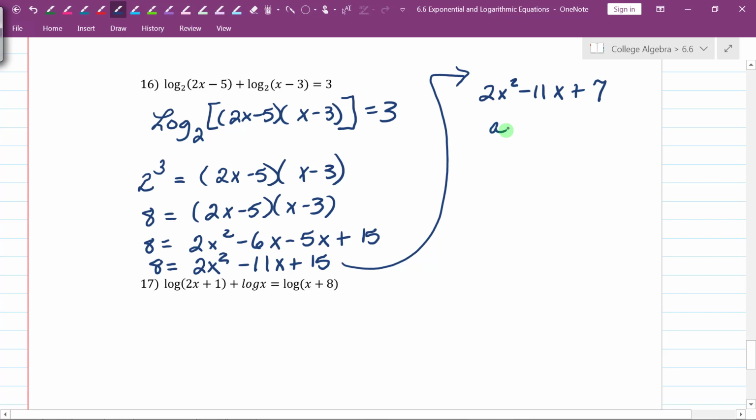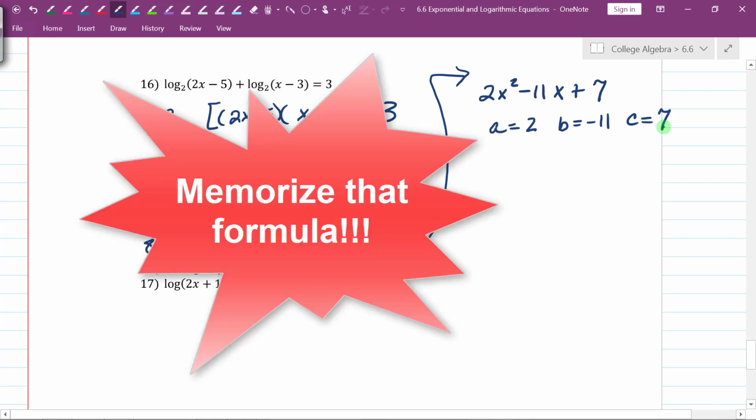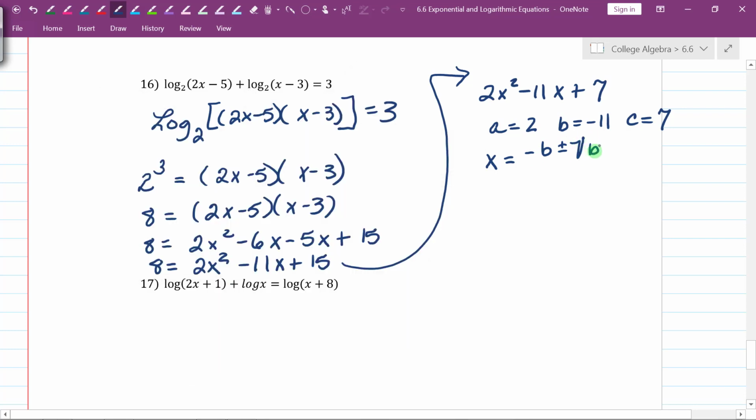So my A is equal to 2. My B is equal to negative 11. My C is equal to 7. Make sure you have your quadratic formula memorized. If you haven't memorized it yet, this is an excellent time to memorize it. I'm writing it down here for you, just in case you don't have it memorized. There you go. That's the quadratic formula. Please memorize that before this exam and before the final exam.